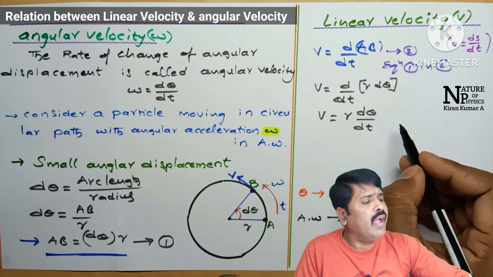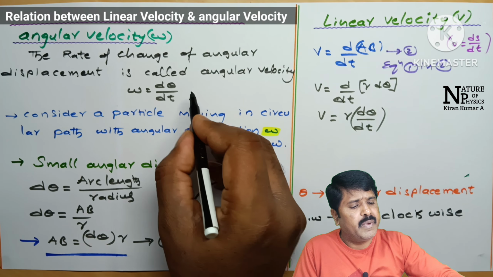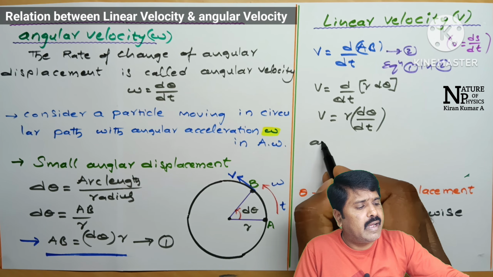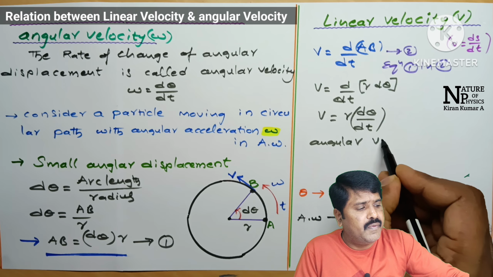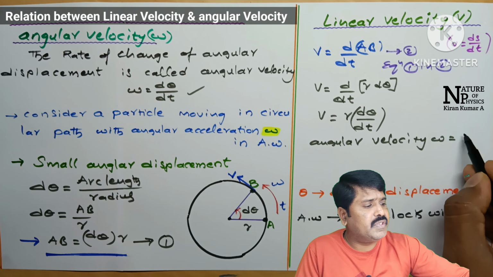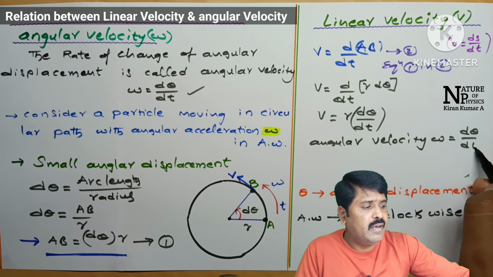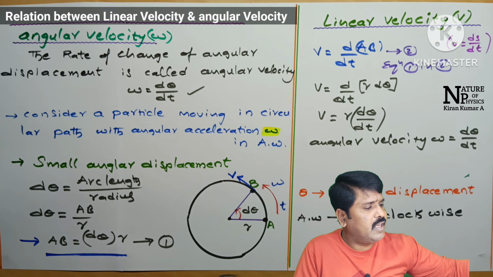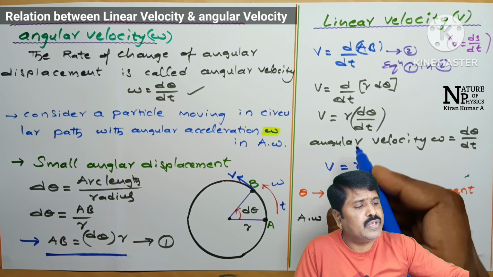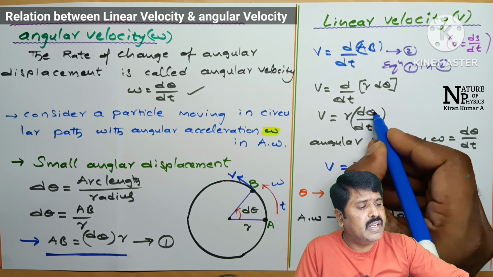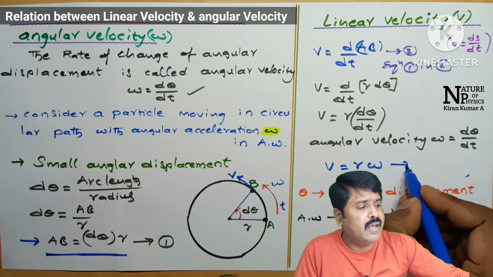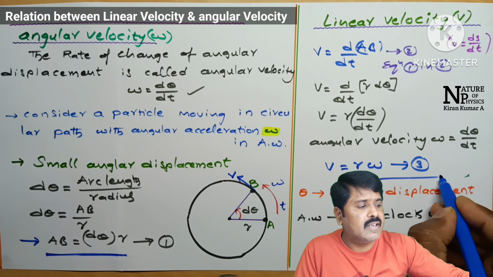Next step, we already got angular velocity omega, which from the definition is d theta divided by dt. Replacing in the above equation, we will get linear velocity V is equal to r into, instead of d theta by dt, replacing with angular velocity omega. This is equation number 3, the answer for the given question.